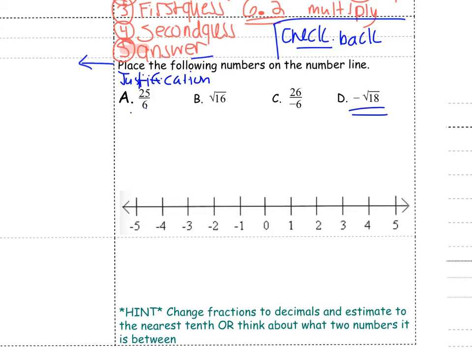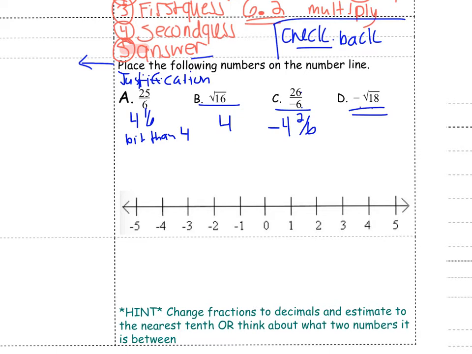So 6 goes into 25 4 times with 1 left over. So it is a bit more than 4. This is exactly 4. This one, it's a negative. 6 goes into 26 4 times with 2 left over. And so it is a bit more than negative 4, but less than the negative 4 and a 6.